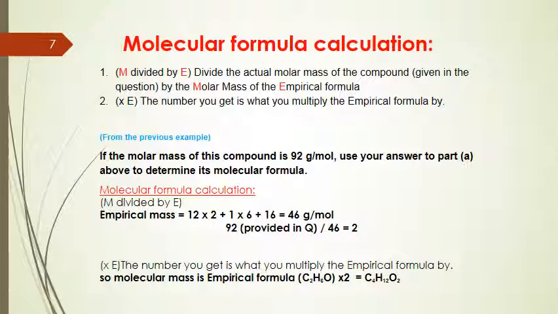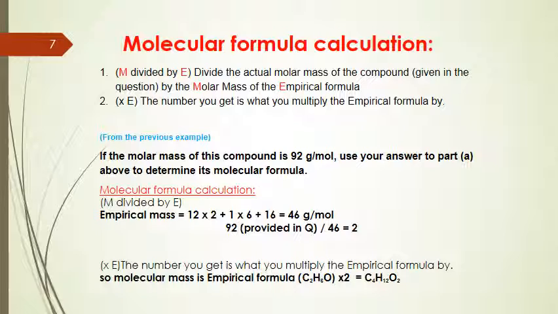Okay, so using the previous example, in the question you're told that the molar mass of the compound, which you don't know yet, is 92 grams per mole. So you use your answer in part A to determine the molecular formula. So the empirical mass you can calculate by adding up all the constituent atoms in your empirical formula. Okay, so you've got 2 carbons, so you multiply 12 by 2. You have 6 hydrogens, so you multiply 1 by 6, and you have 1 oxygen, which is 16. So the molar mass of the empirical formula is 46 grams per mole.